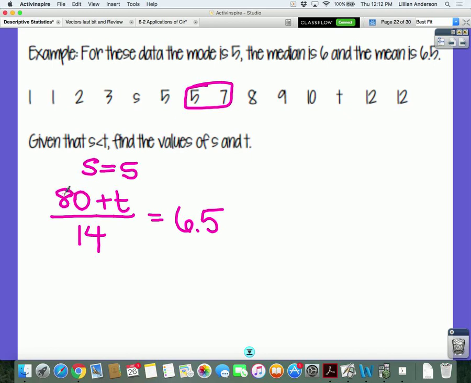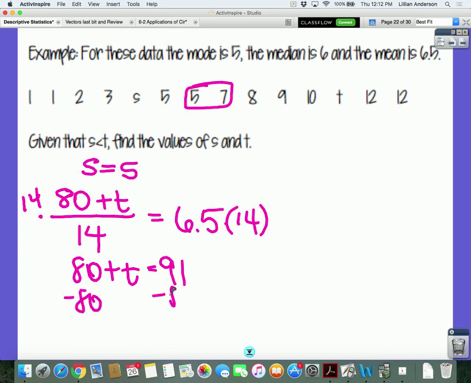What you have is an equation that can help you find the value of t, because when you add up all the pieces of data and divide by 14, you should get 6.5. How do I solve this equation? So you get 80 plus t equals, what's 14 times 6.5? 91. Then to solve, we're going to subtract 80. So t is going to be what value? 11.